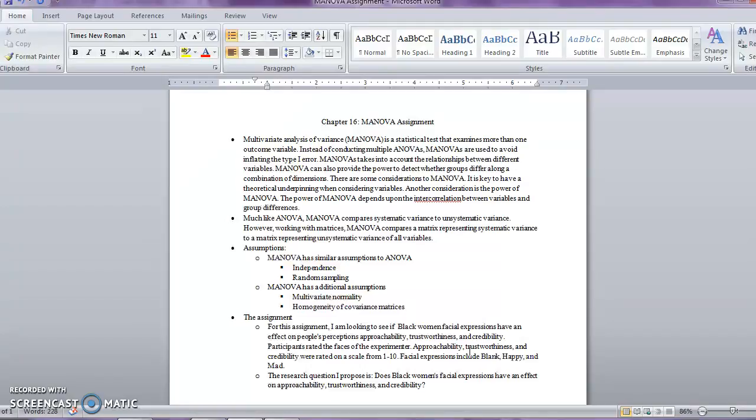So just to reiterate, conceptually it does the same thing as ANOVA. As far as execution, it does something completely different. It's comparing matrices.